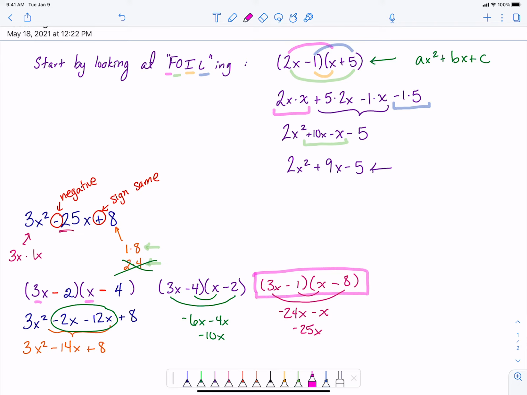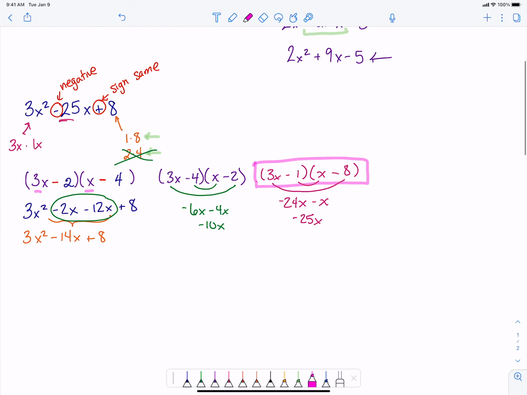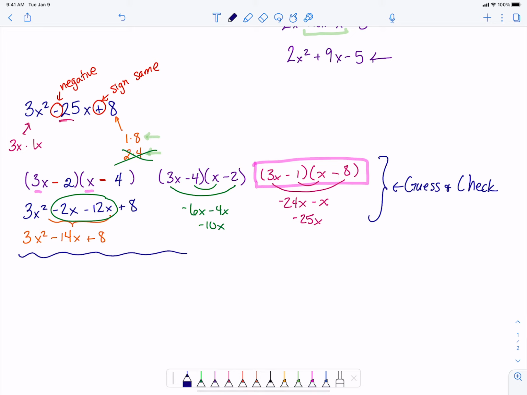Now, sometimes these get a little bit more annoying when you have more options, but another choice that you have, so here I wanted to say this was our guess and check, is that we could do factoring by grouping. Factoring by grouping is really nice because this is a method that always works, and you can do it step by step.